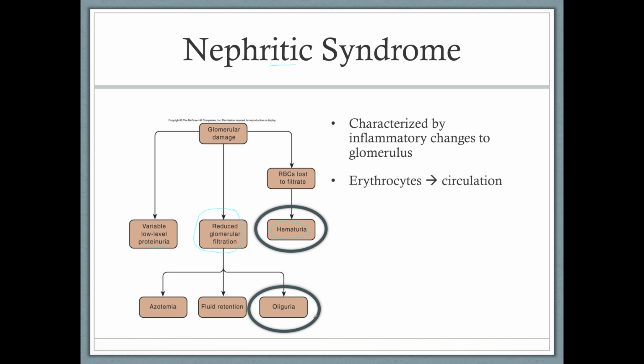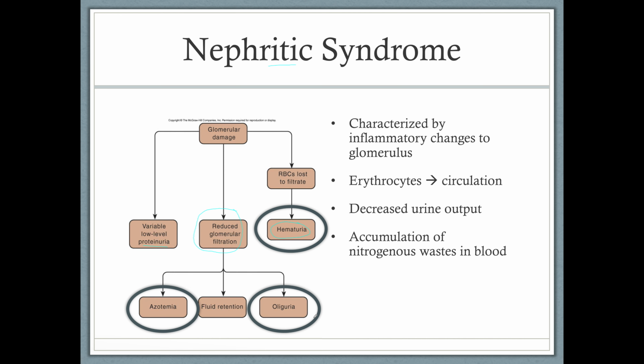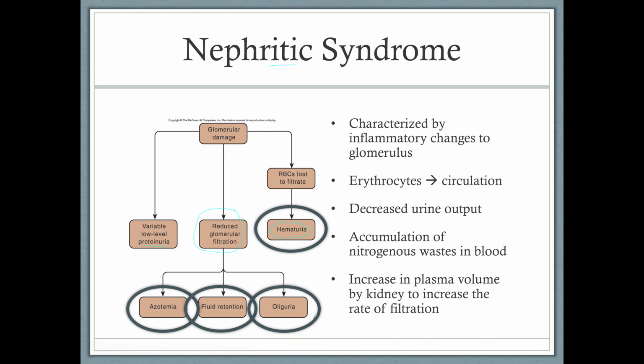So you'll see oliguria, which is decreased urine output. Azotemia is the buildup of nitrogenous wastes in the bloodstream because we're not removing the waste products we need. And then fluid retention: in all glomerular disorders, you will see that because there is an alteration to plasma volume caused by protein loss. So the extra fluid will not be peed out in the urine as we would expect it to. Instead, we see that that fluid is retained.